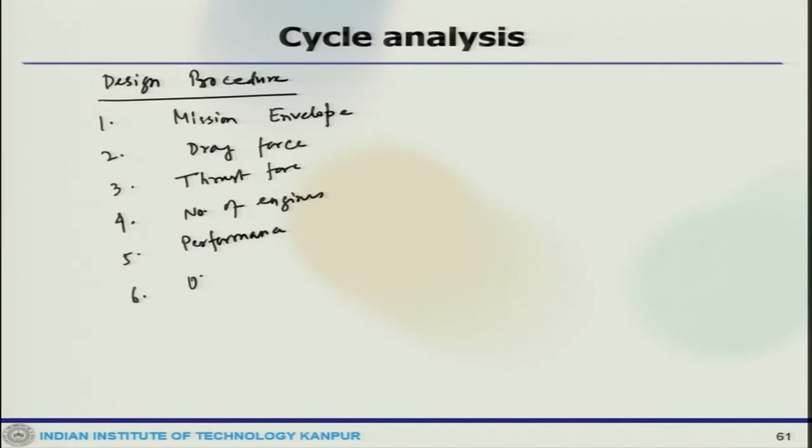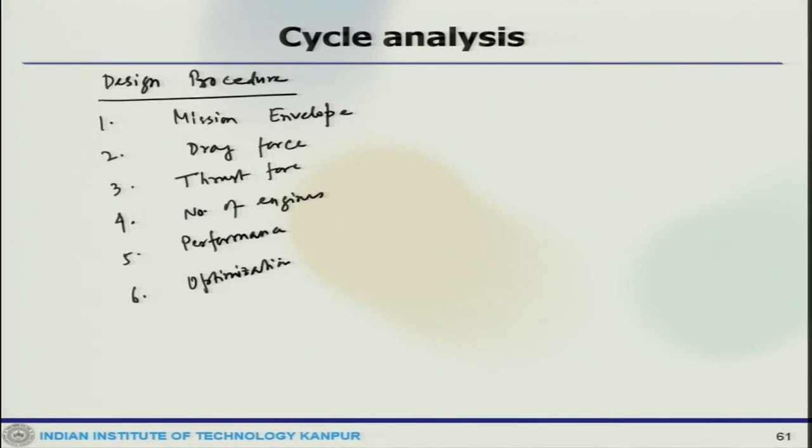And six is optimization. That is very, very important for this hybrid engine, for different parameters like specific thrust, TSFC, and then the switching point between when it is supposed to switch between ramjet and turbojet, and at which Mach number and all such things.